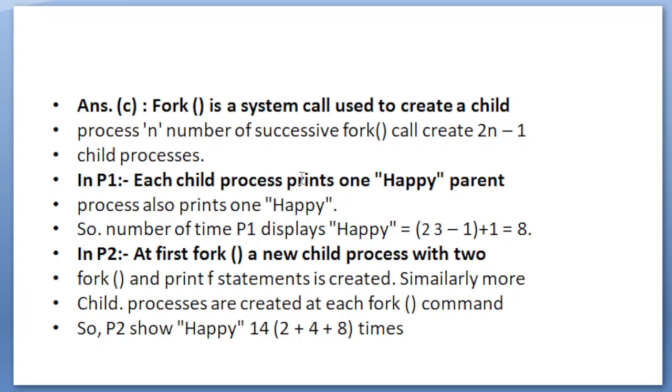N successive fork calls create 2 raised to n minus 1 child processes. This is actually 2 raised to n, not 2n, and then minus 1 child processes. If one fork call is made, it will generate one child. So with one fork call, we get a total of two processes.